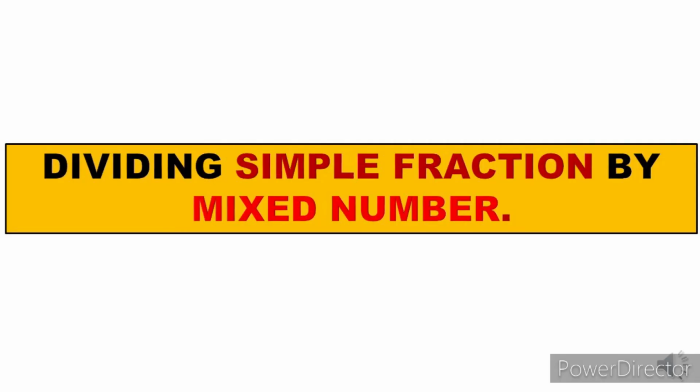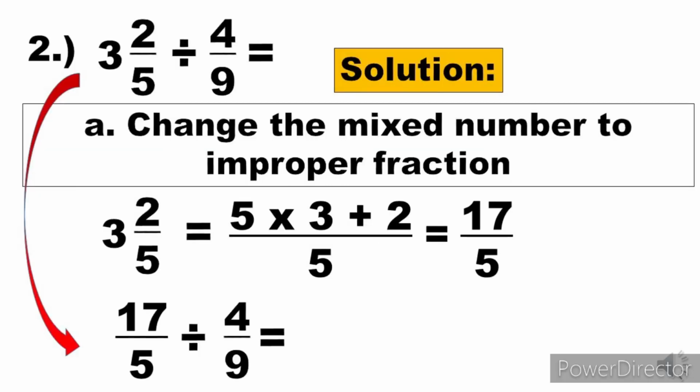Okay, next, dividing simple fraction by mixed number. Okay, this is number 2 example. Mixed number 3 and 2/5 divided by 4/9. Okay, so this is the solution. First is to change the mixed number to improper fraction.